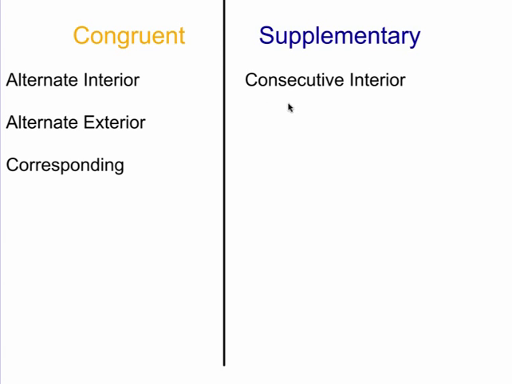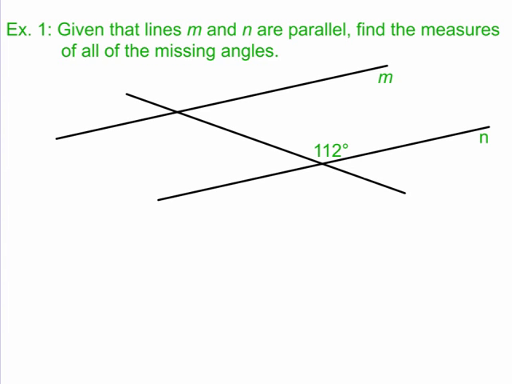And consecutive interior are the only pair that we're going to talk about that are supplementary. And these are the relationships you need to know in order to solve the problems for this unit. So let's take a look at an example. Example 1 says, given that lines M and N are parallel, so here's lines M and N are parallel, and they're cut by a transversal, we want to find all of our missing angles, and we've got 7 of them.